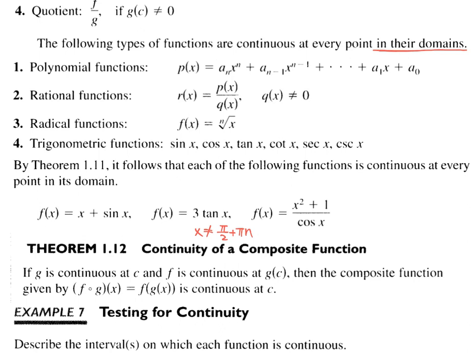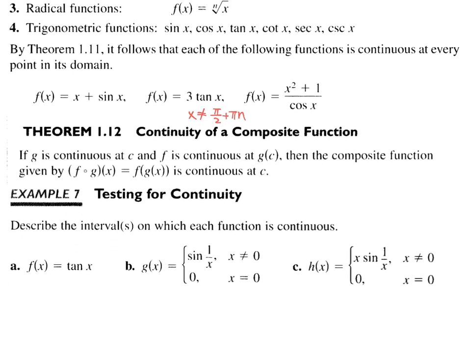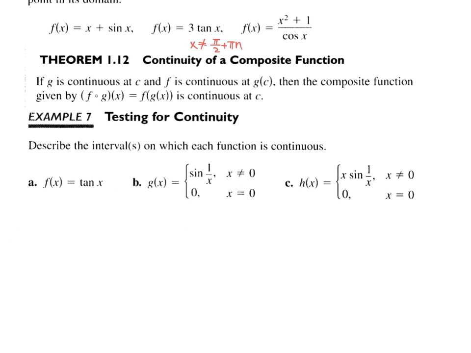So as long as it's not that, then that function is going to be continuous. And here, so long as cosine does not equal 0, this will be continuous. So think where cosine is 0. It's at pi over 2, 3 pi over 2. Same thing actually as tangent. So, one last theorem here and then we'll test a little bit with a couple final examples.